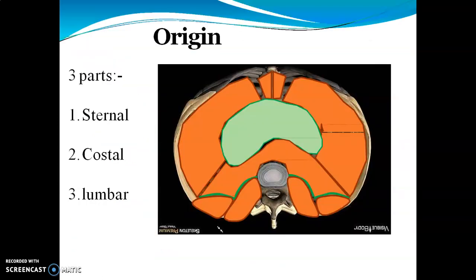Coming to the origin of the diaphragm, we have three different origins: sternal origin, costal origin, and vertebral origin. Here is a schematic picture, a cross section of the abdominal cavity, showing the xiphisternum, costal margin, and posteriorly the lumbar vertebra and posterior abdominal muscles, with the anterior abdominal wall and posterior abdominal wall. We have sternal origin from the xiphisternum, costal origin from the costal margins, and vertebral origin from the lumbar vertebra.